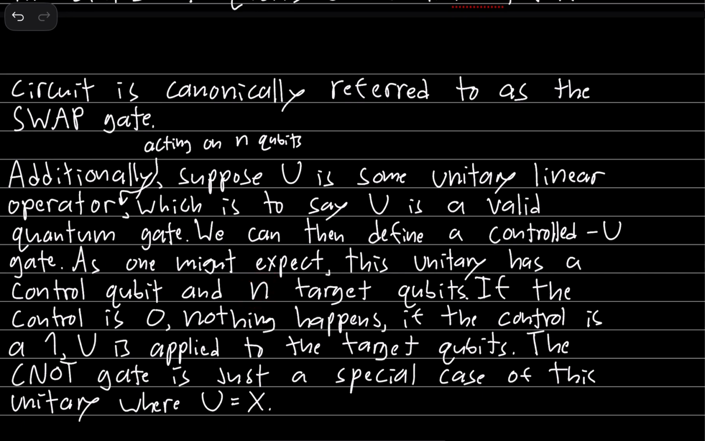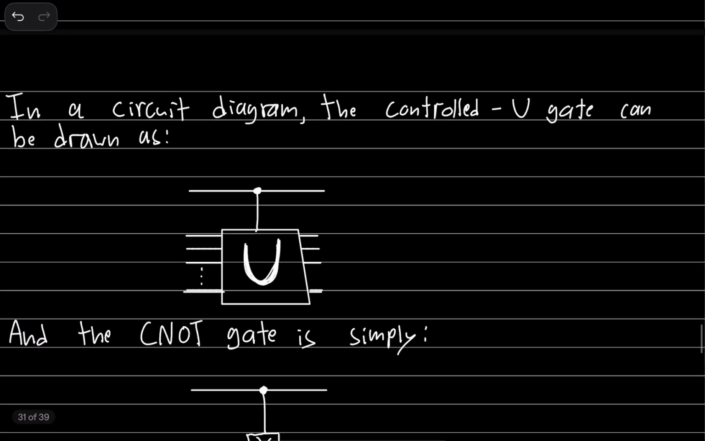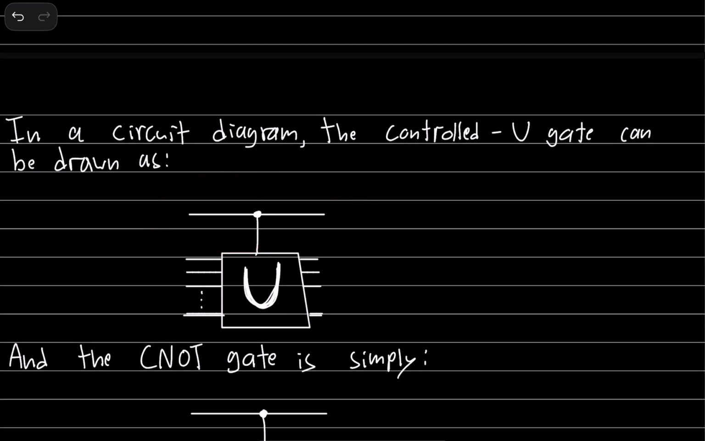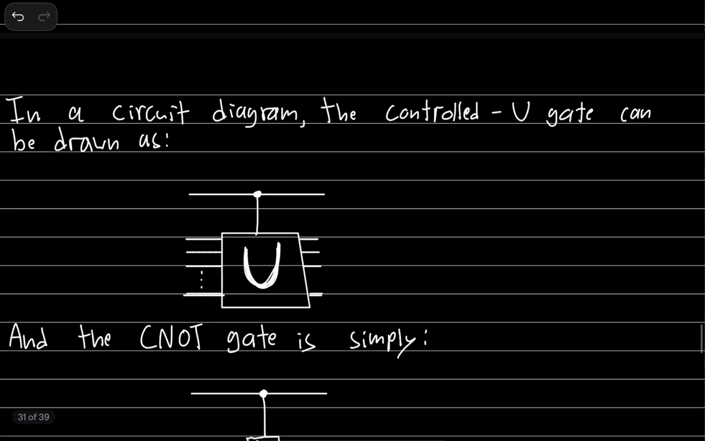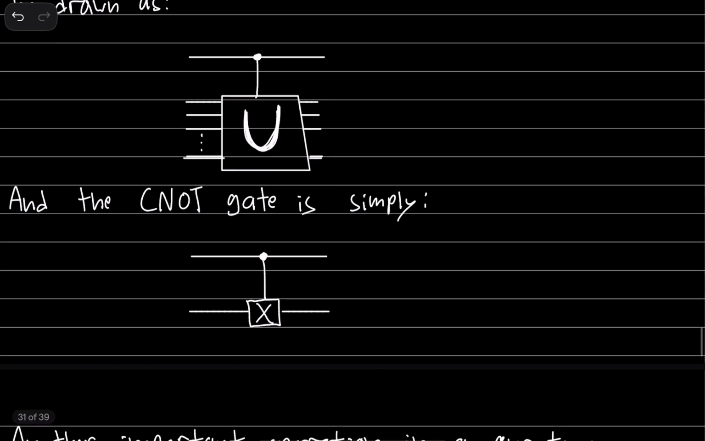So if the control is 0, nothing happens. If the control is a 1, then U is applied to those n target qubits. So the CNOT is really just a special case of this unitary where U equals X. If I draw that out, this is our control wire. This is our controlled U acting on these n qubits in its circuit diagram. And then if U equals X, the CNOT gate as a diagram is just this. We have one target qubit, one control qubit, and if the wire is a 0, it does nothing. If the wire is a 1, then it applies an X gate to this second wire here.